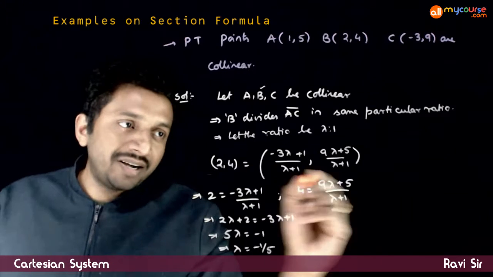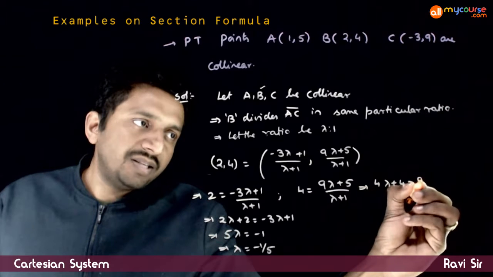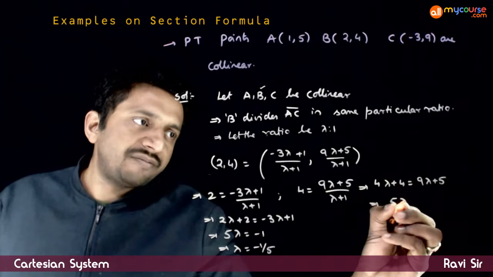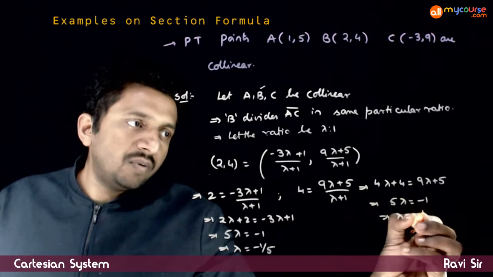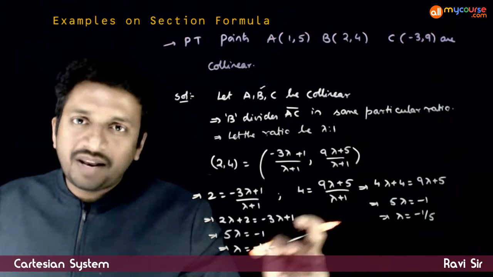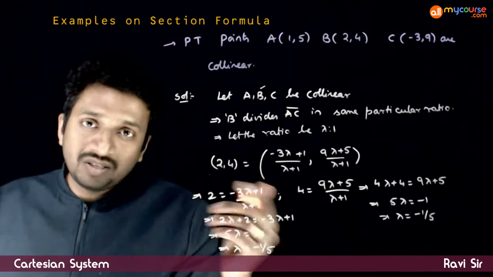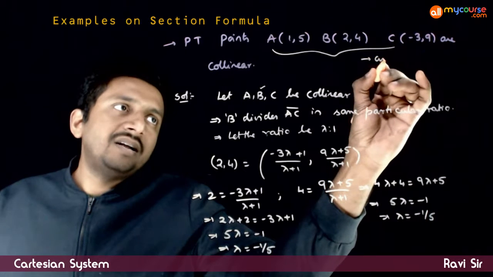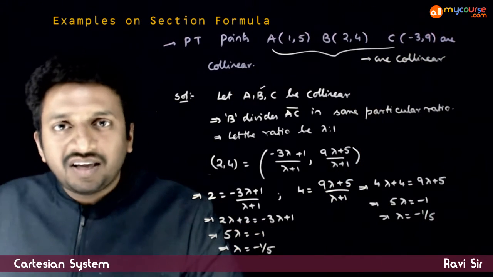Now according to the y coordinate, let us see what the ratio is. 4 lambda + 4 is equal to 9 lambda + 5. This implies 5 lambda is equal to -1. So lambda is again equal to -1/5. So you got the same values of lambda from the first equation as well as the second equation. So this implies that A, B, C are collinear. So hence A, B, C are collinear.